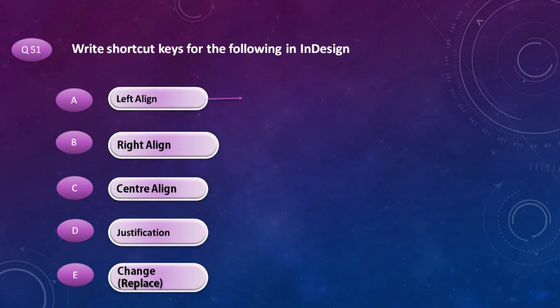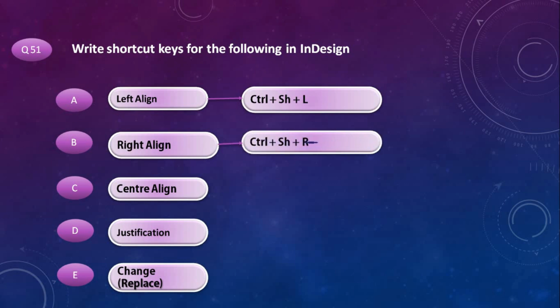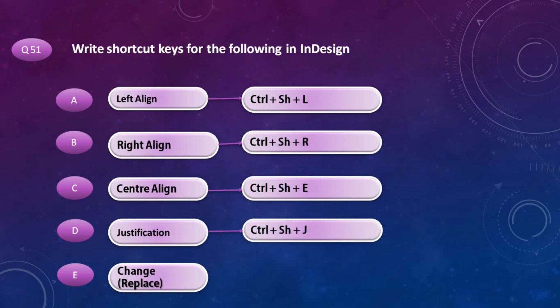The shortcut key for left align is Ctrl Shift L, and for right align it is Ctrl Shift R. For center align it is Ctrl Shift E. For justification the shortcut key is Ctrl Shift J, and for change the shortcut key is Ctrl F.